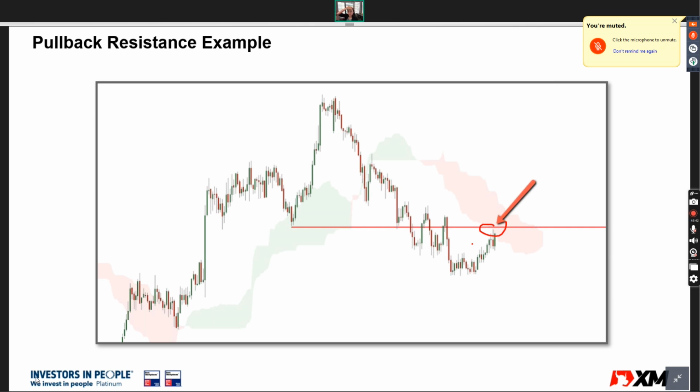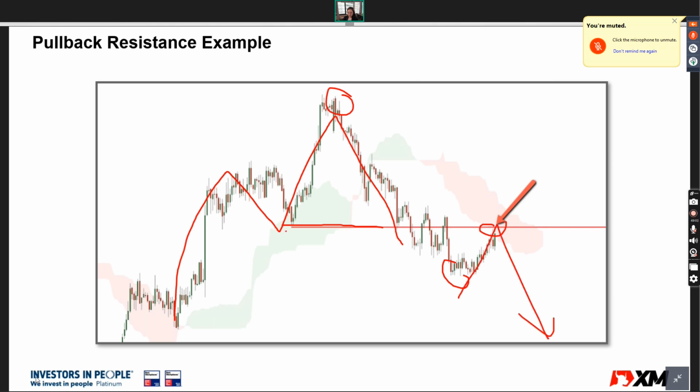We also use the Ichimoku cloud, because price breaks below the Ichimoku cloud and then we sell. You can see that price makes a market structure. It breaks this swing low here to create the high and the new low. So now price should come here and then fall from that level, because this is your pullback resistance.